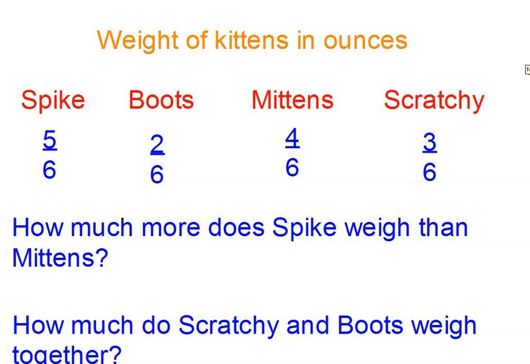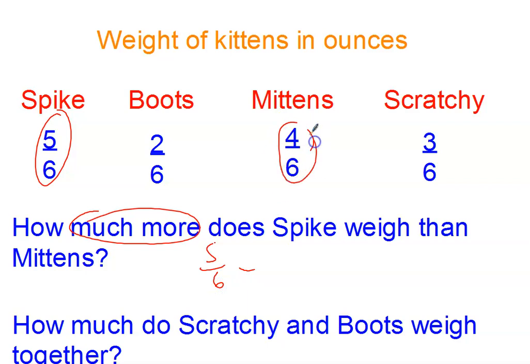Weight of kittens in ounces. So we have Spike, Boots, Mittens, and Scratchy. How much more does Spike weigh than Mittens? Right away I see my clue words, much more: minus. Every time it's much more, I know it's going to be subtracting. So Spike is first. He's 5/6 of an ounce minus Mittens is 4/6 of an ounce. Subtracting fractions is easy because I just do whatever the numerator says. 5 minus 4 gets me to a 1, and the denominator stays the same.